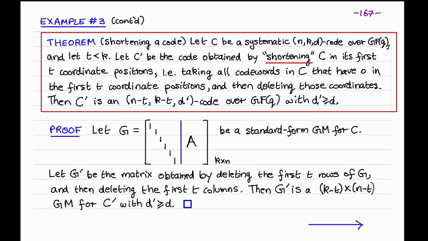Here's a short proof of this claim. Since C is systematic, it has a generator matrix in standard form. Let G primed be the matrix obtained by deleting the first t rows of G, and then deleting the first t columns of the leftover matrix. You can check that the matrix G primed is a generator matrix for C primed. So, since G primed has k minus t rows, n minus t columns, and its rank is k minus t, it follows that C primed is a linear code over GFq of length n minus t and dimension k minus t. It's clear that shortening C doesn't decrease its distance, and so C primed has distance at least d.